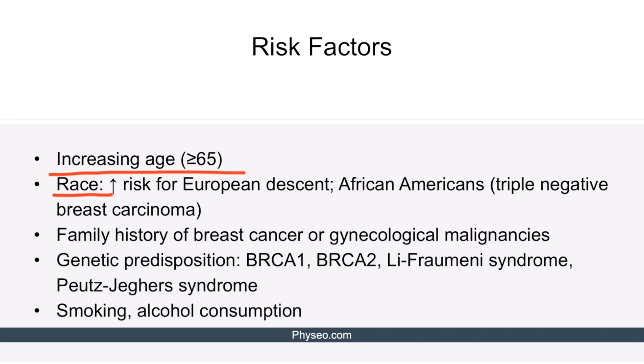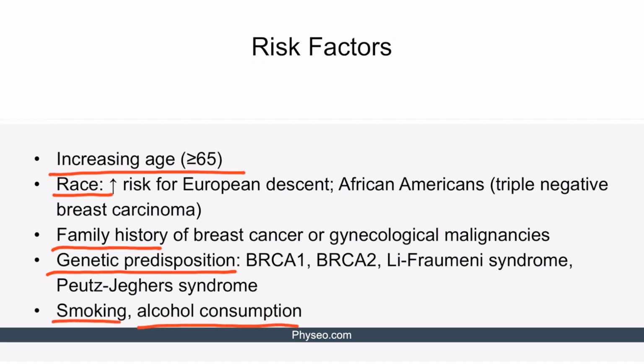Certain races, such as patients of European descent, are at high risk, and African Americans have a high risk of developing triple-negative breast carcinoma. A positive family history of breast cancer, or gynecologic malignancies, also predisposes individuals to develop breast carcinoma. Some genetic predispositions also increase the risk of developing breast cancer, such as carriers of the BRCA1 and BRCA2 gene mutations, or having Li-Fraumeni or Peutz-Jeghers syndrome.